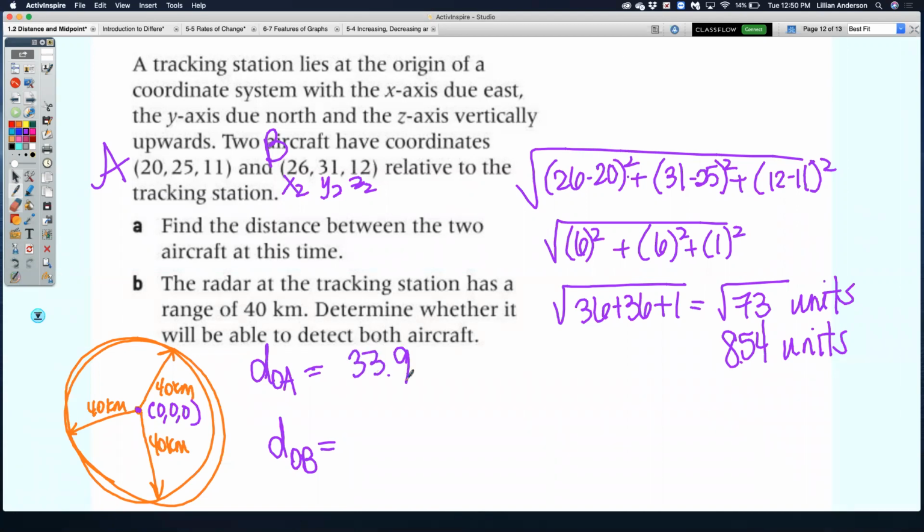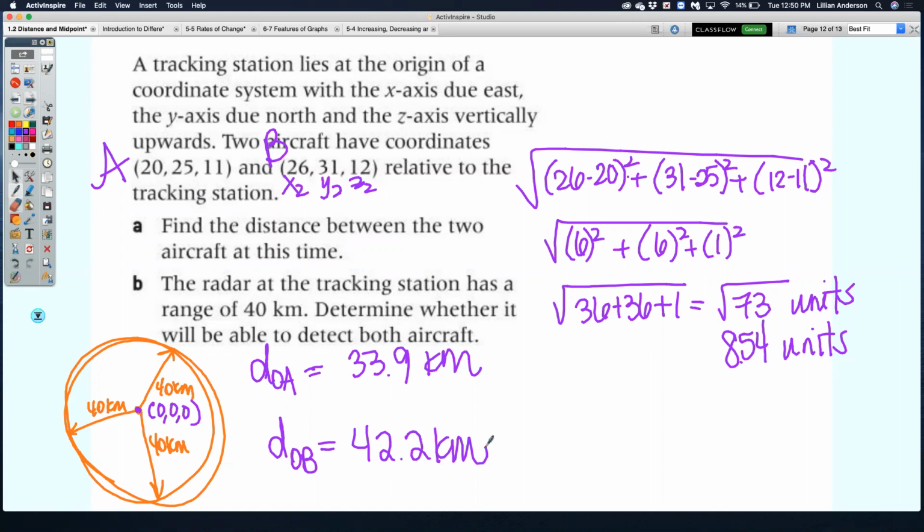33.9 km. Yes, 33.9 kilometers. What about from O to B? 42.2 kilometers. 42.2 kilometers. Very good.